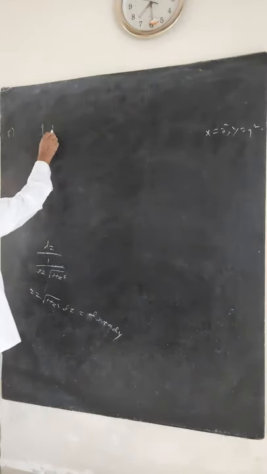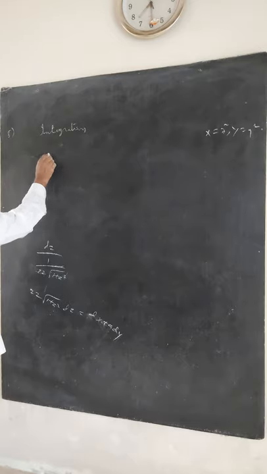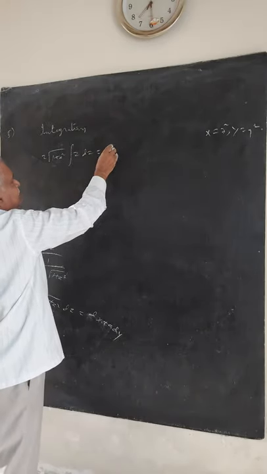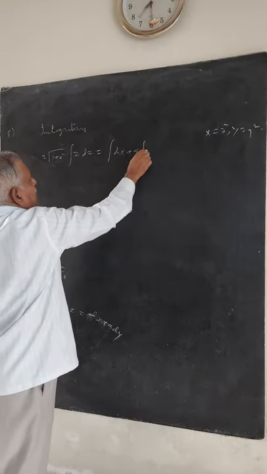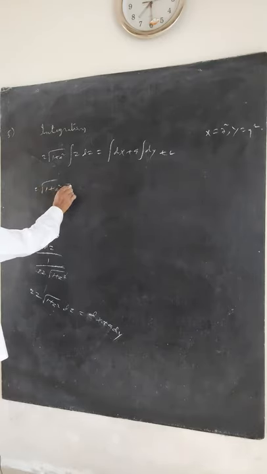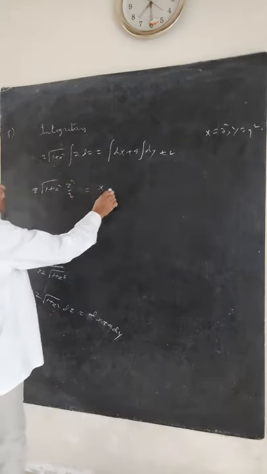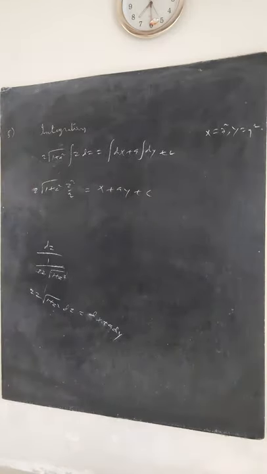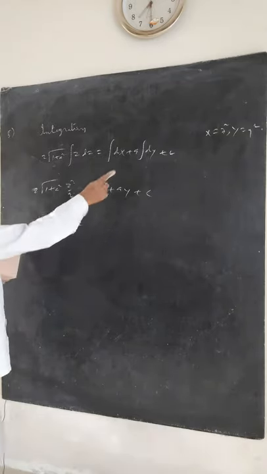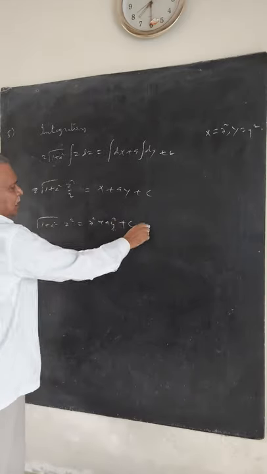Integrating. Integrating 2 root of 1 plus a² z dz equals integration of dX plus a integration of dY plus the integral constant c. 2 root of 1 plus a² is z² by 2, the 2 gets cancelled, equals capital X plus a capital Y plus c. Root of 1 plus a² z², capital X is x³, a capital Y³ plus c is the answer.